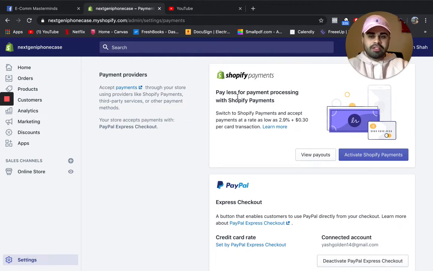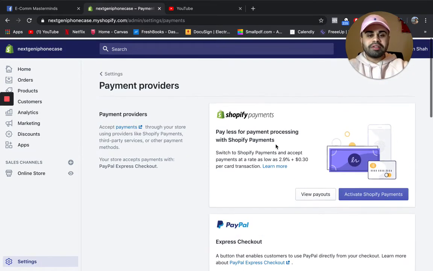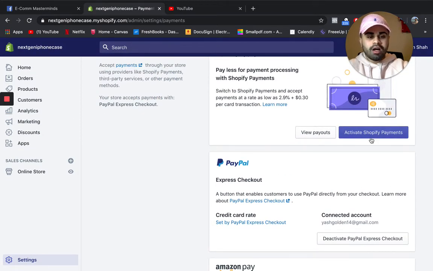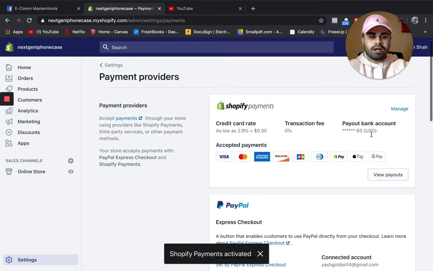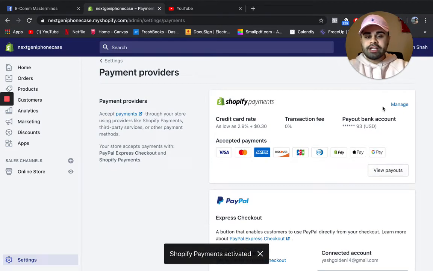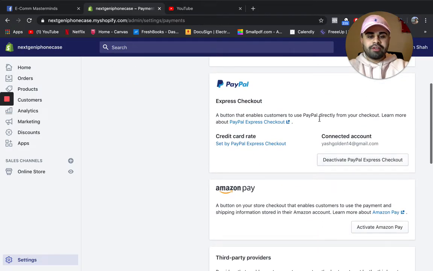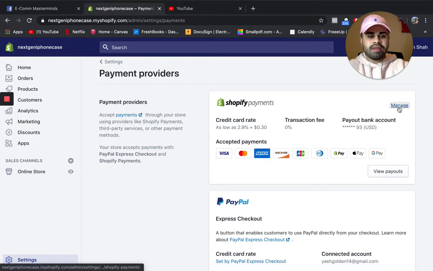Also, Shopify Payments, which is provided by Stripe. Now, they do take 2.9% plus 30 cents per card transaction. Just want to make that clear. That's as long as you are doing under $1 million of revenue per year, which most of you may not be at this point. So that's completely fine. So what you want to do is go to activate Shopify Payments. After that loads, I already have my bank account connected here, and everything is good. Once you go to that, you want to go to Manage.